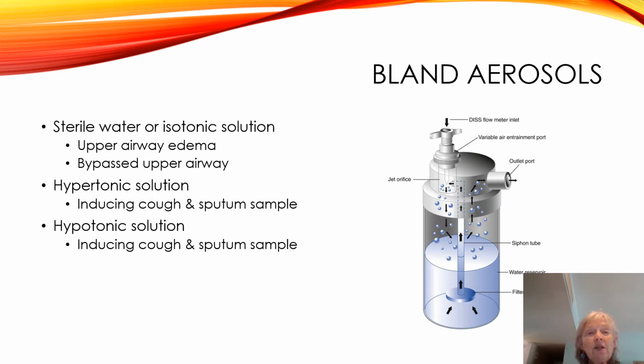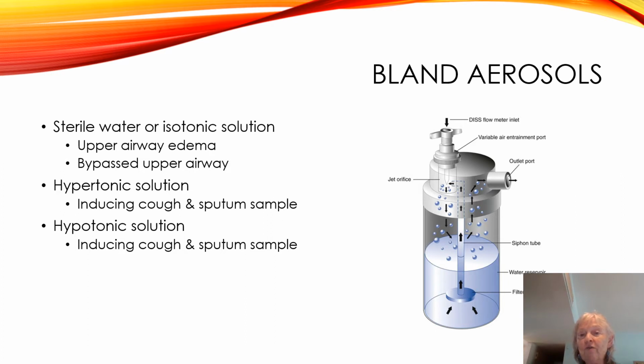With the bland aerosol, there it is. It's sterile water or an isotonic solution. That's your normal saline. It's delivered by your large volume nebulizers, and this is a representation of a large volume nebulizer. It has a disc outlet that we can attach to the flow meter. It has that variable air entrainment port. Remember that air entrainment port is how we set the FiO2 we're going to deliver to the patient.